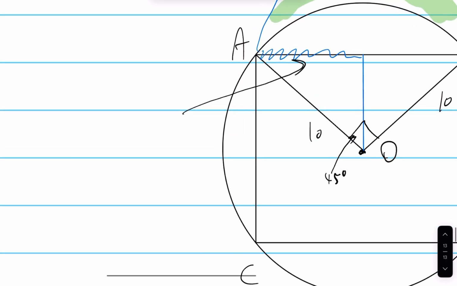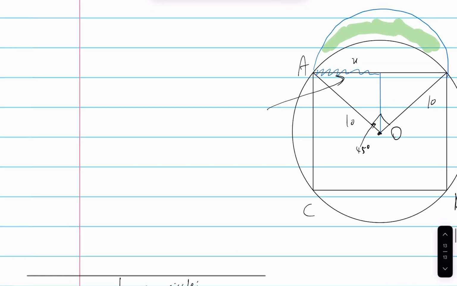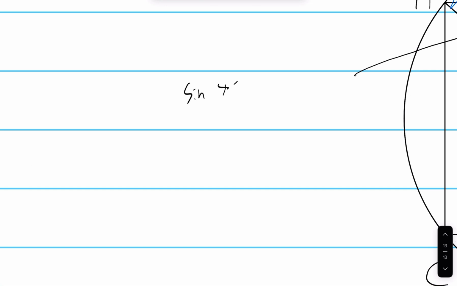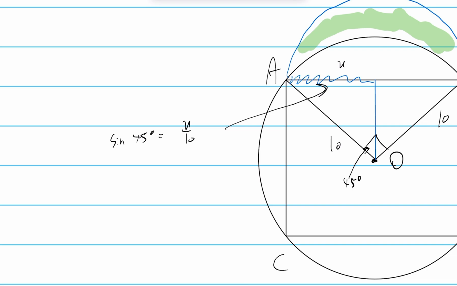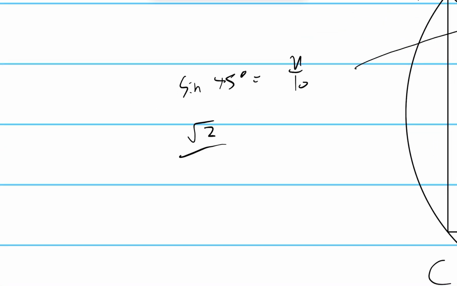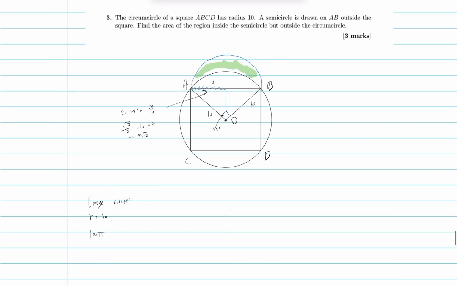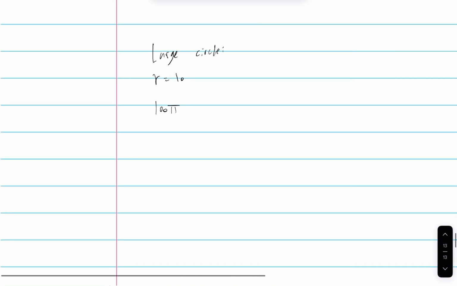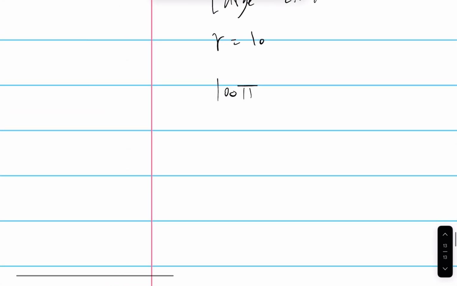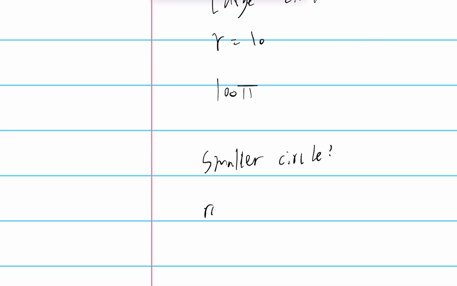We'll call this x. Sine 45 degrees is going to be equal to x over 10. Sine 45 is just root 2 over 2, times 10 equals x. x is equal to 5 root 2. So that's the radius of the small circle. The radius is equal to 5 root 2.